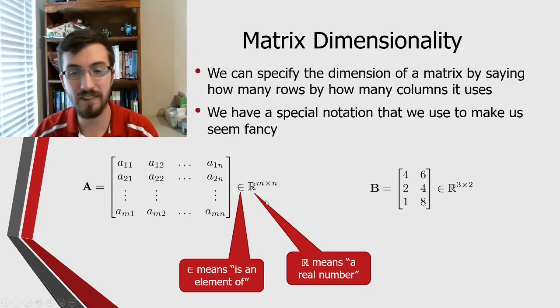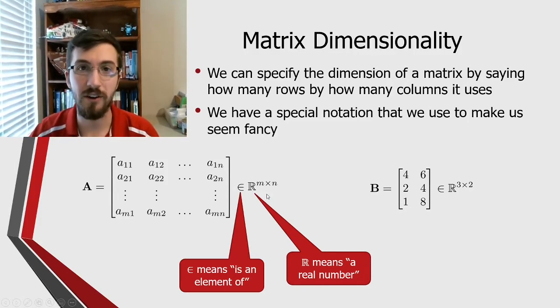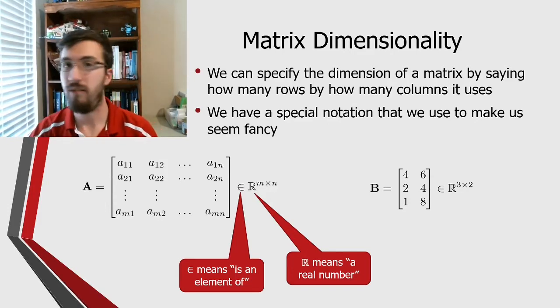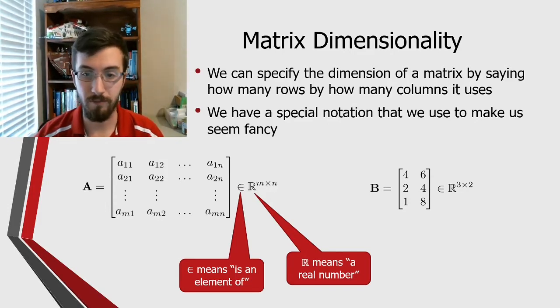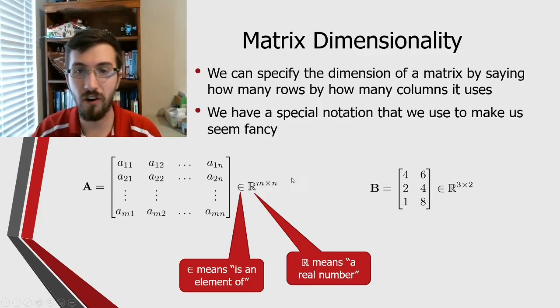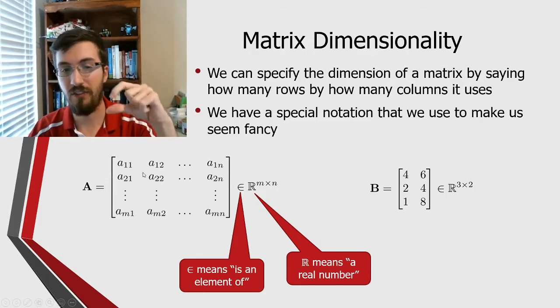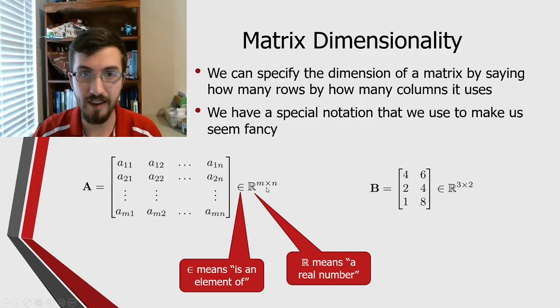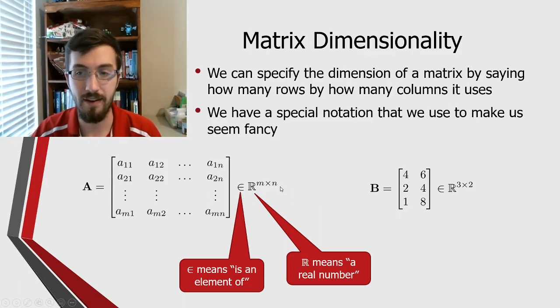And then this big fancy R just means a real number. 1, 2, 1.5, -4, all real numbers. Pi is a real number. It's irrational, but it's still a real number. And then we just say that m by n, those are the rows and columns. So this matrix has m rows and n columns. So we say matrix A is an element of R m by n, is how we say that.